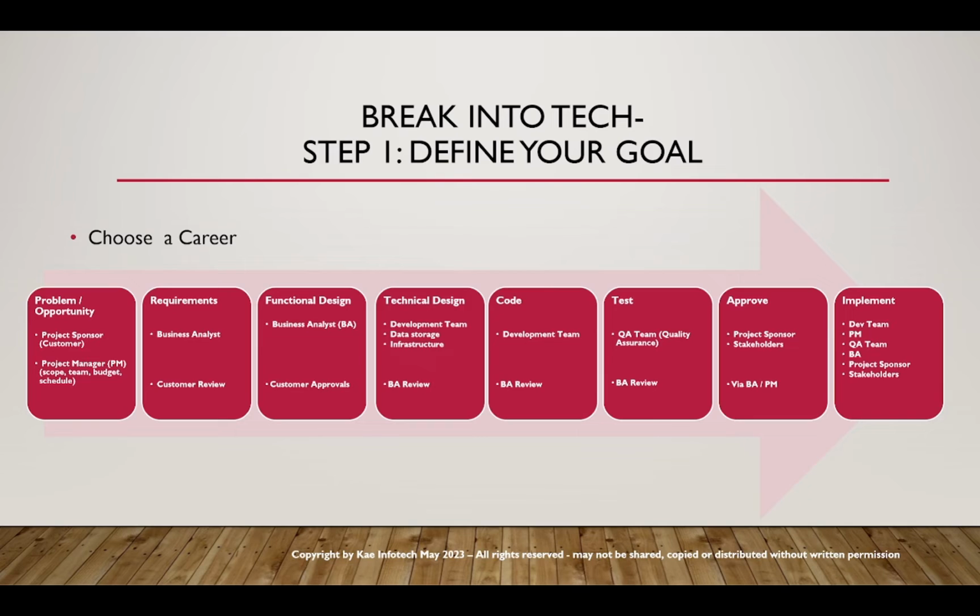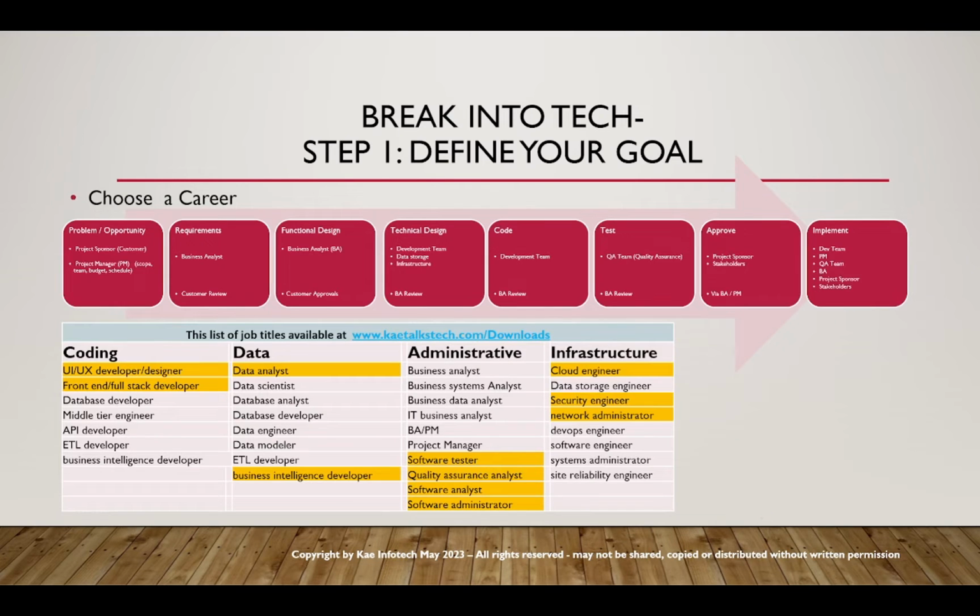So I've come up with a list of those jobs, and I've tried to categorize them, some sort of types, right? So there are coding jobs, data jobs, administrative jobs, and infrastructure jobs. And these job titles that are listed under each category are what you would commonly see if you go out to the job boards looking for tech jobs.